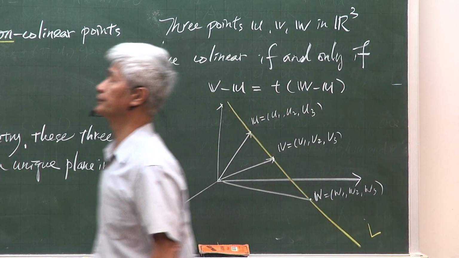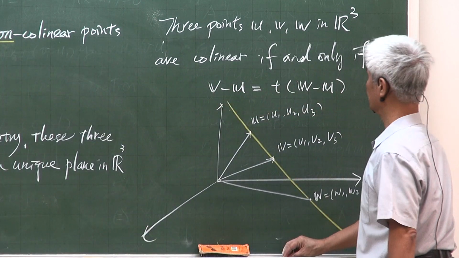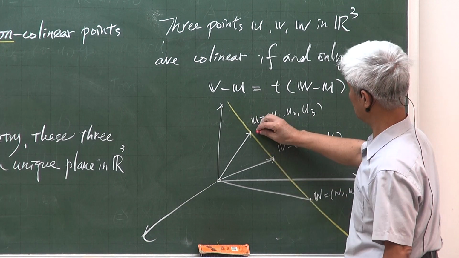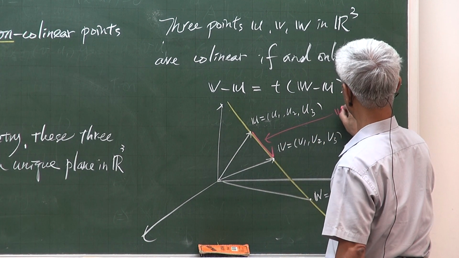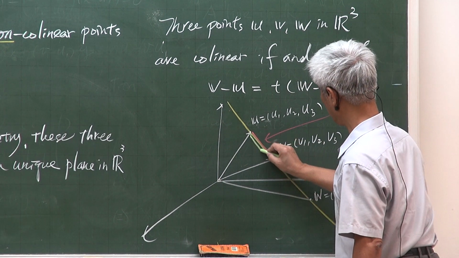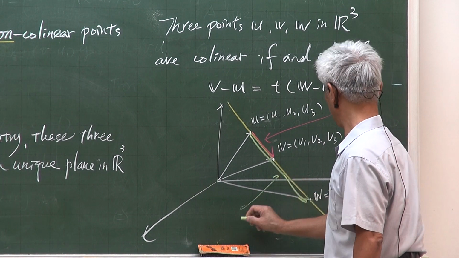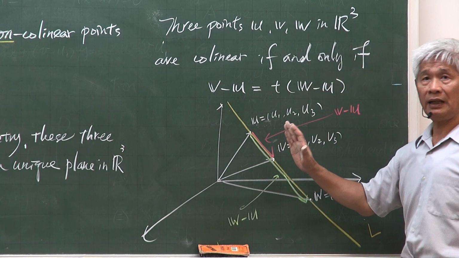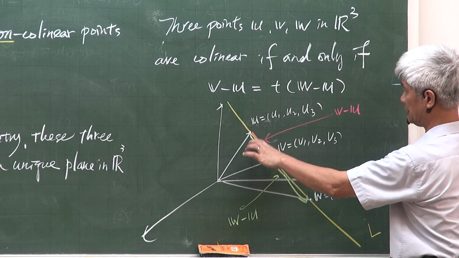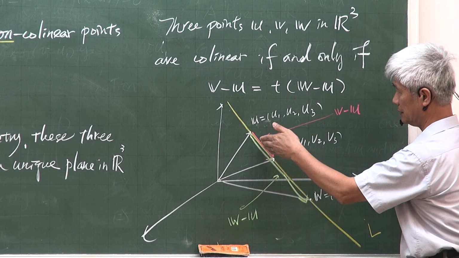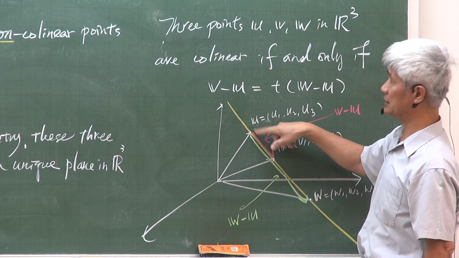So now the vector from U to V is this one, so this is V minus U. And this vector is W minus U. When these 3 points are on the same line, the red vector is parallel to the green vector, so they are proportional to each other. This is from the geometrical situation.